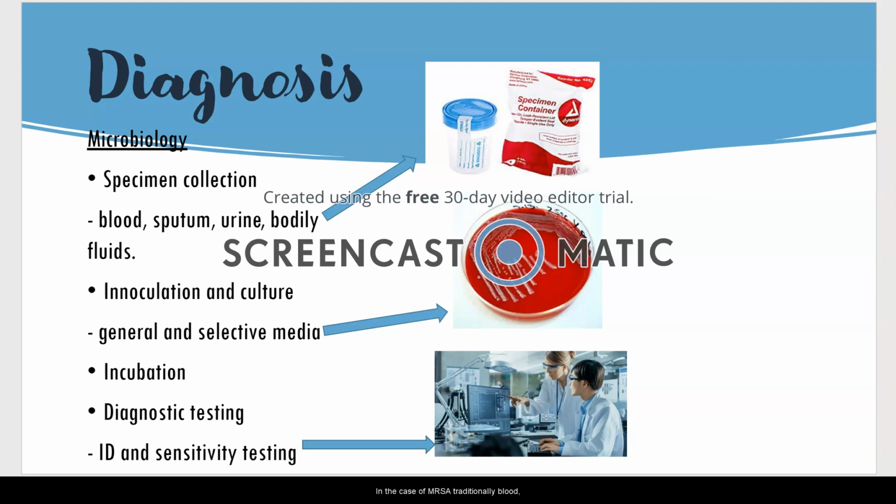In the case of MRSA, traditionally blood mannitol salt agar or Baird-Parker agar containing methicillin or oxacillin has been used to identify the sensitivity of the organism. Showing resistance or sensitivity to the selective media helps the organism identification through process of elimination. Other methods of testing are done in conjunction to verify the existence of MRSA. This includes microscopic examination and morphological testing of the media to verify MRSA.